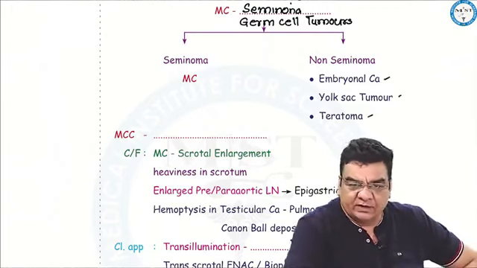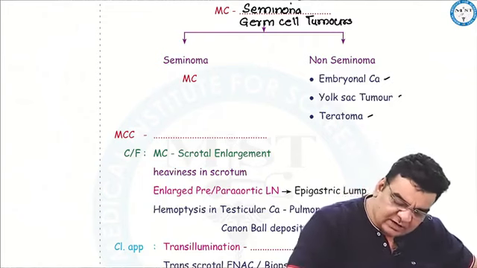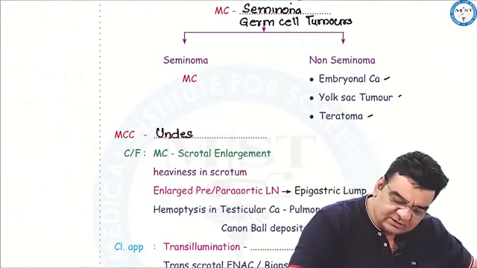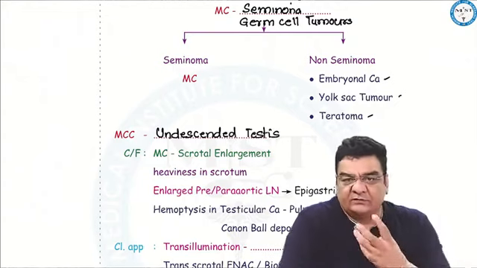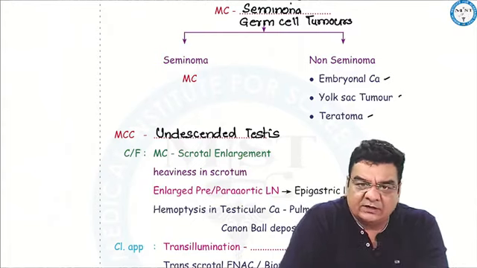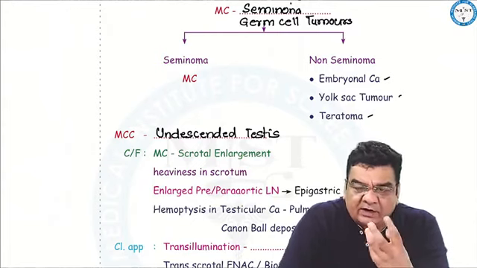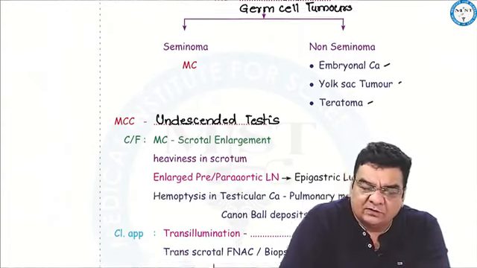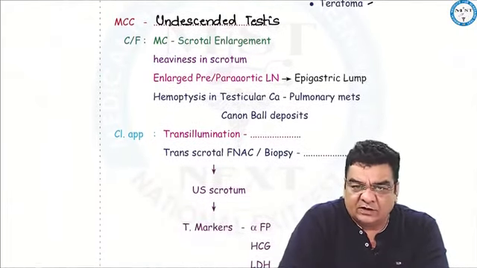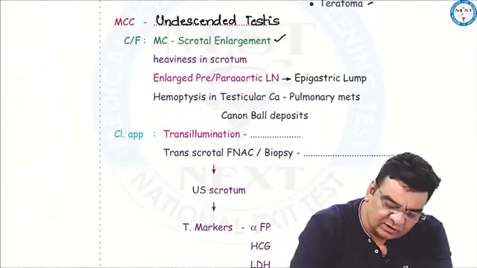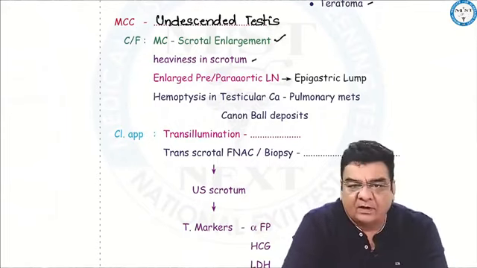The reason for testicular malignancy, most common cause is undescended testis. And we can very well understand, beta, that if there is a solid tumor growing inside the testis, this will create heaviness in the scrotum. This will cause enlargement of the scrotum. So majority of testicular cancer patients will come to you with scrotal enlargement.